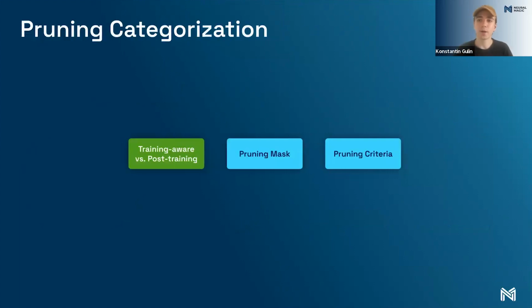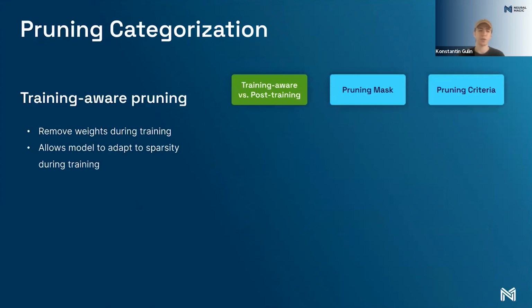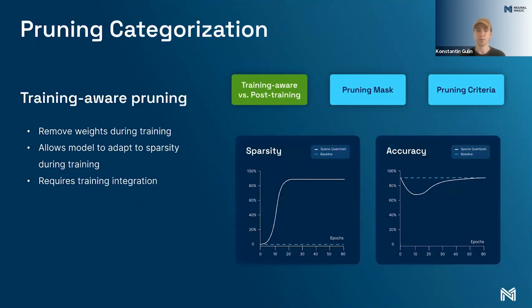And so pruning can be categorized by quite a few different ways. These are kind of the three main ones that will cover most pruning methods you're going to see. First, let's talk about the difference between training-aware and post-training. So in training-aware pruning, you're removing weights as you're training, and this allows the model to adapt to sparsity as it trains over epochs.